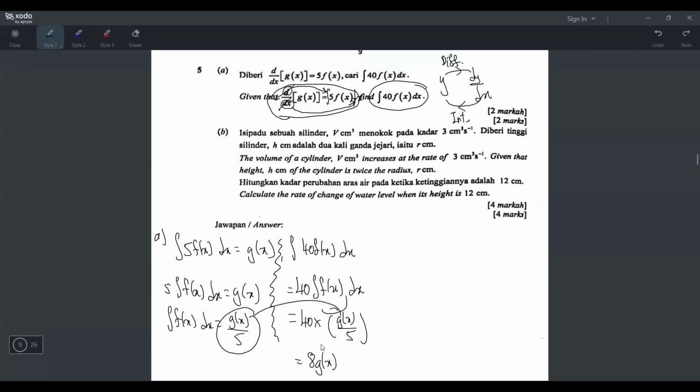But hold on a minute. This integration, you can see there's no numbers here. Kalau tak ada number sini, kita panggil dia kamiran tentu or kamiran tak tentu.